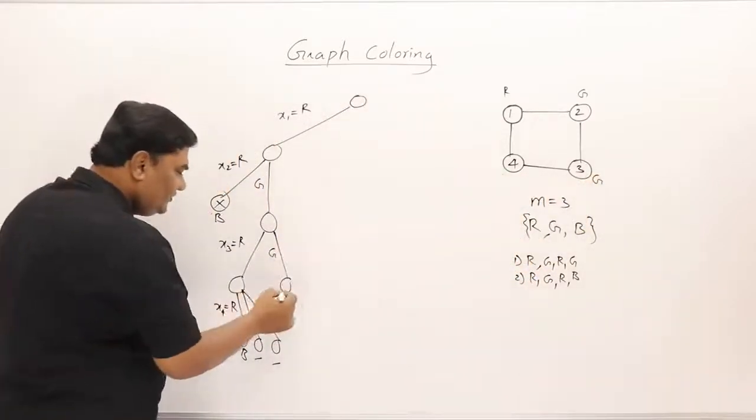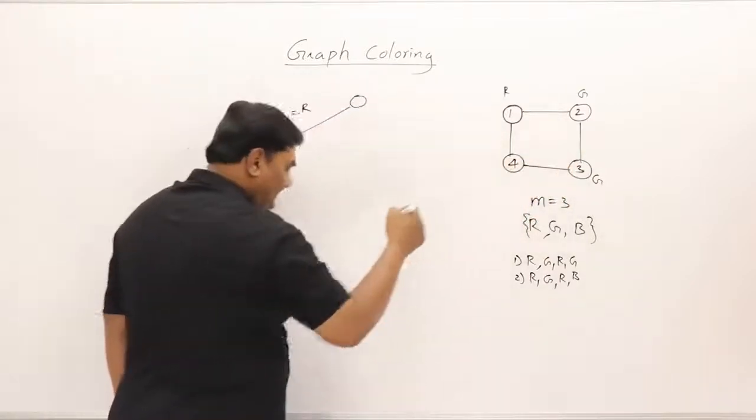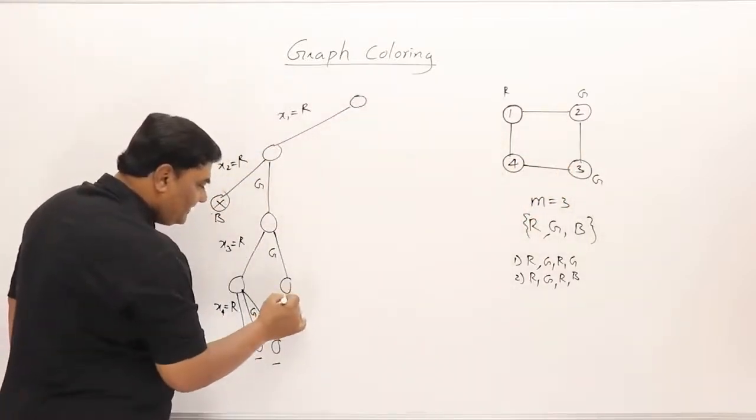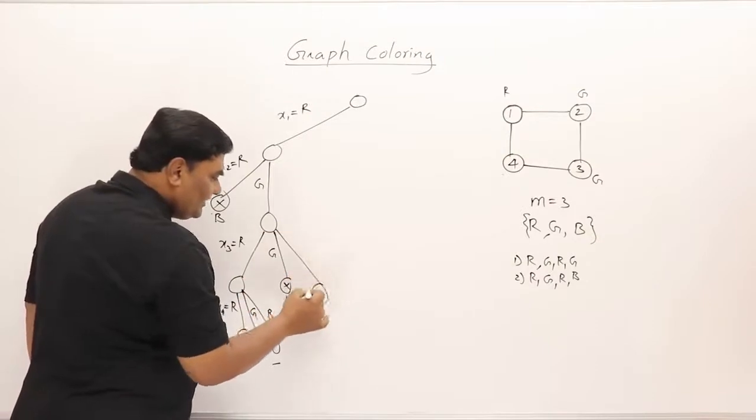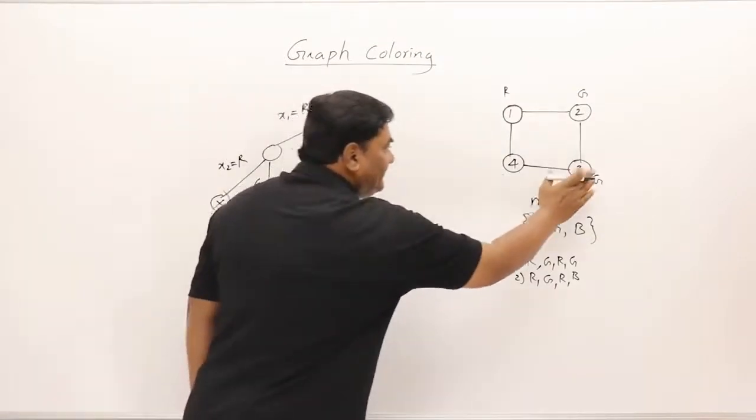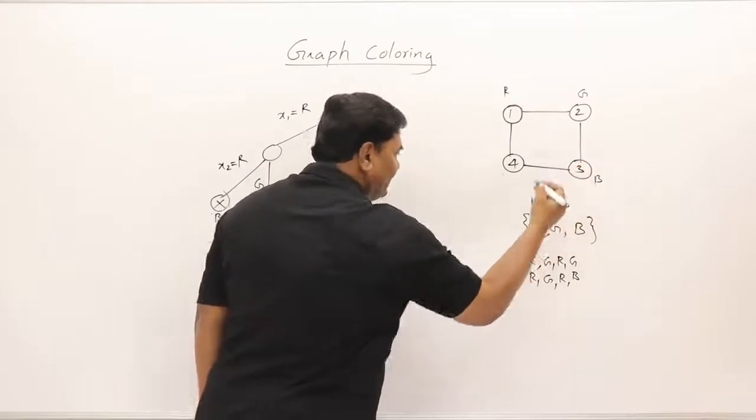Can it be given? No. These are adjacent, so the color cannot be given. So this is killed with the bounding function. Now can I give blue color to this one? Let me try blue color. Yes, blue color can be given.